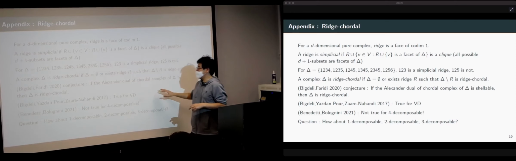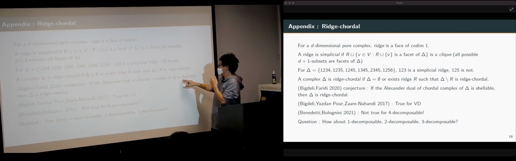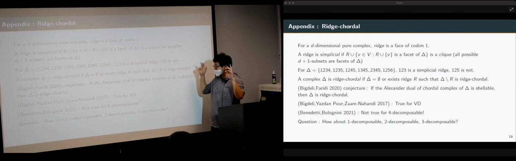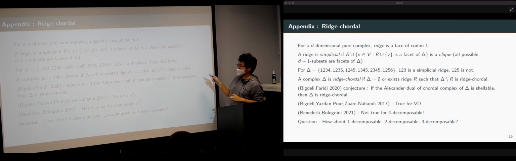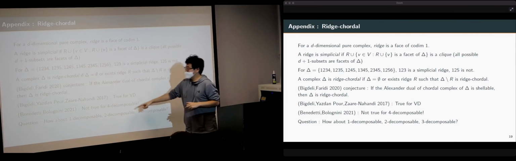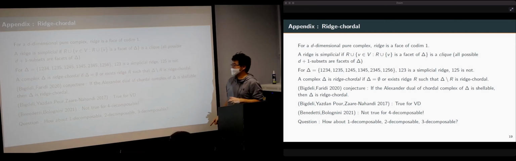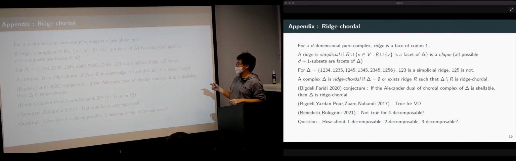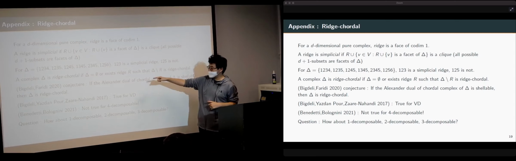Now, what is known is that if you replace the word shellable with vertex decomposable, then this is true. So if the dual is a vertex decomposable complex, then the complex has to be ridge chordal. But Benedetti and Bolognini actually proved that this conjecture is very false. There are 4-decomposable complexes where the dual is not ridge chordal.